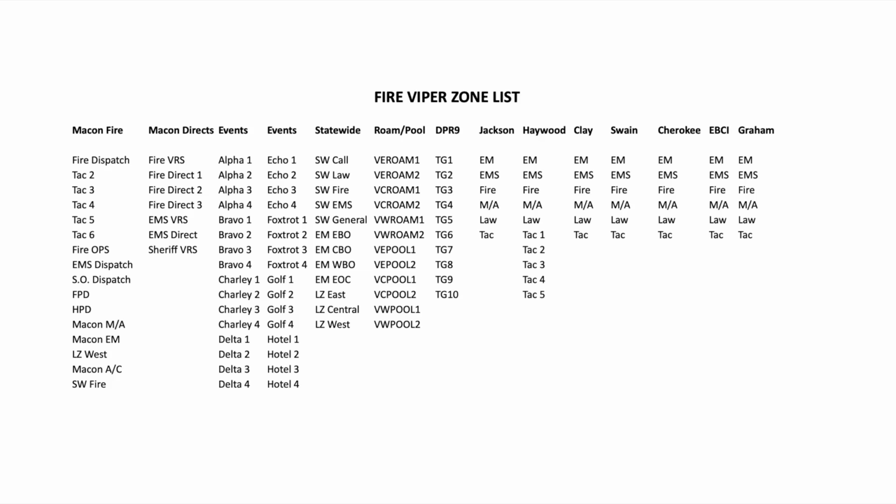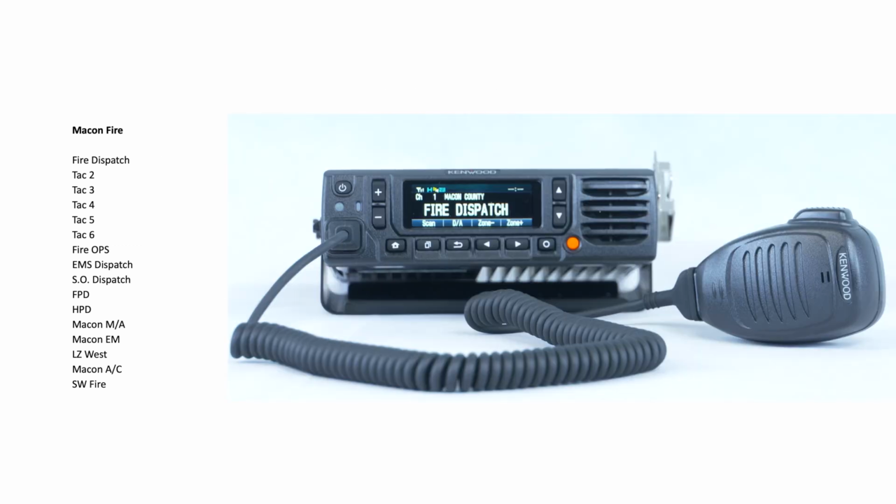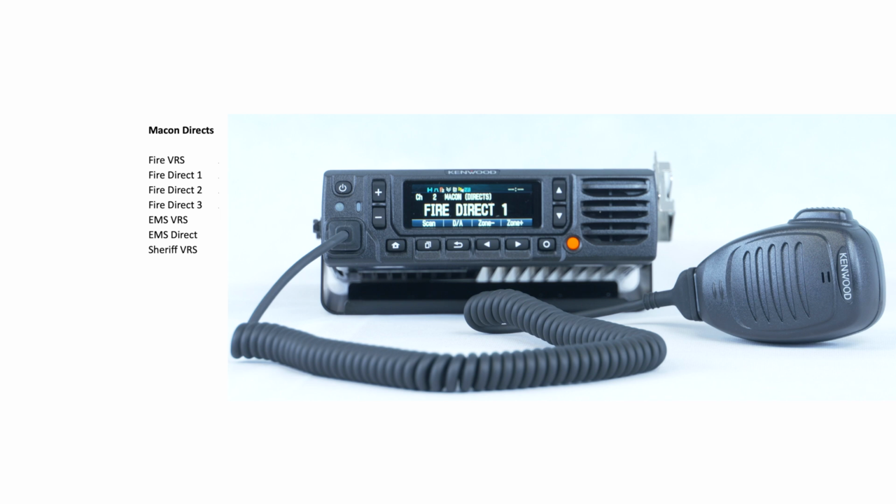Listed here are all channels and zones, with the first two zones being the most important. Your primary zone, Macon Fire, includes channels such as Fire Dispatch, TAC 2 through 6, Fire Ops, Macon Mutual Aid for outside agencies providing mutual aid to Macon County, and LZ West for all air operations involving state-based aircraft. Now looking at Zone 2, you will have Fire Direct 1 through 3, which are talk-around or radio-to-radio channels, and finally, Fire VRS, which we will talk about next.